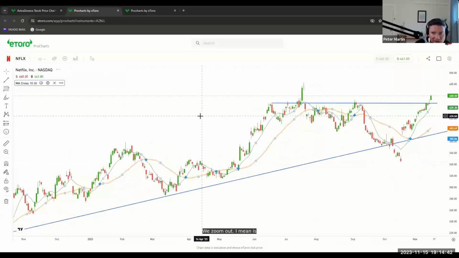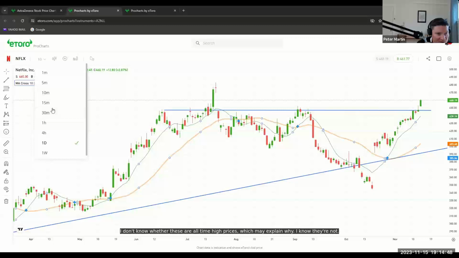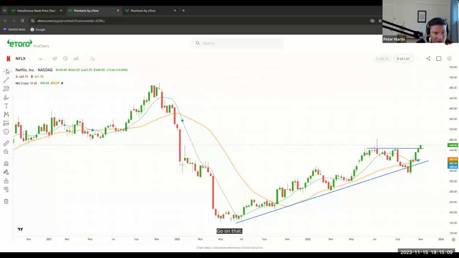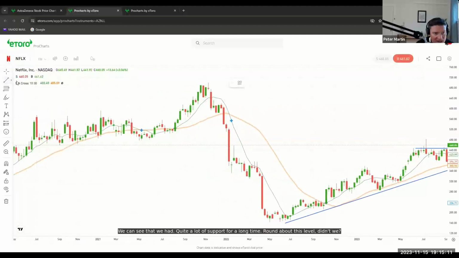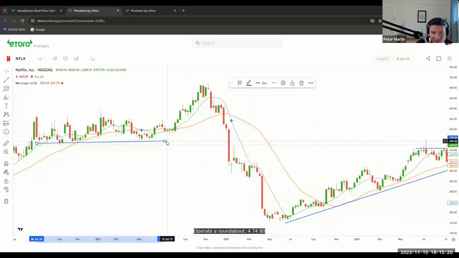If we zoom out, I don't know whether these are all-time high prices, which may explain why. Oh, no, they're not. Well, we can also see in the long-term view that we had quite a lot of support for a long time around about this level, didn't we? Up at around about 470, 480.